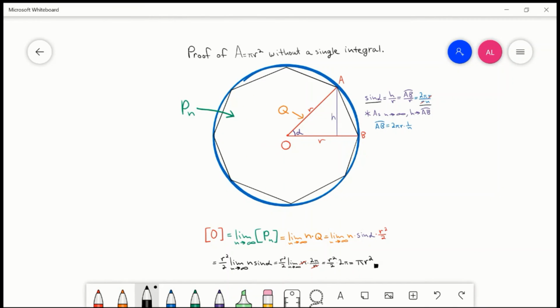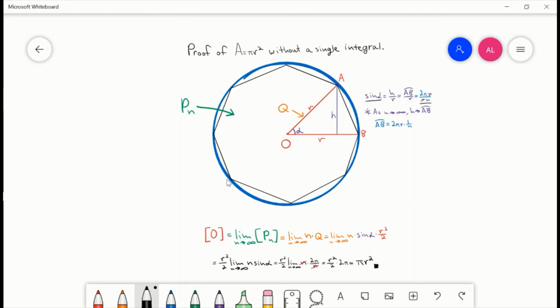So I hope you like this video. I personally really like this method because it is really pretty and it doesn't have a single integral.